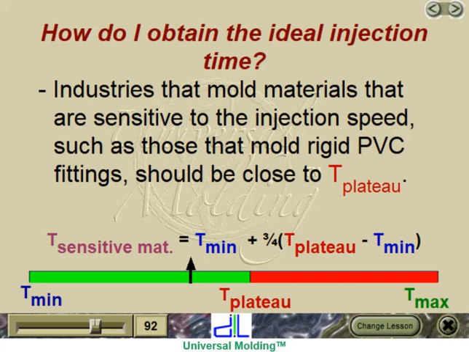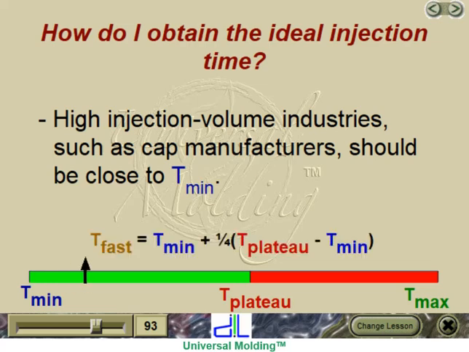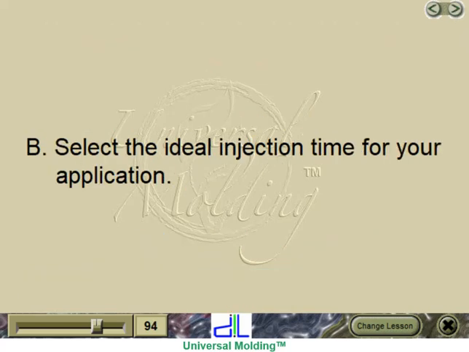T for sensitive material equals T minimum plus 3/4 of T plateau minus T minimum. High injection volume industries, such as cap manufacturers, should be close to T minimum. T fast equals T minimum plus 1/4 of the difference between T plateau and T minimum. B. Select the ideal injection time for your application.